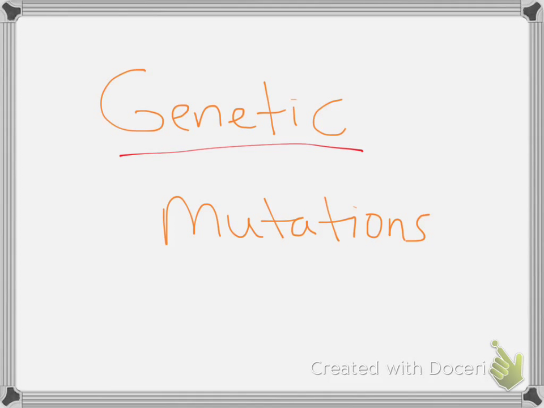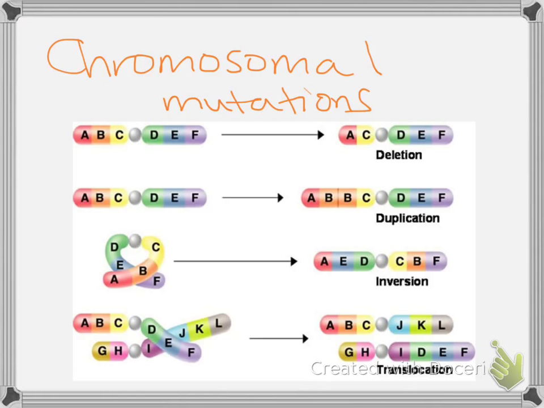This is a quick review on genetic mutations. We have chromosomal mutations. There's a couple different kinds. There's a deletion. You can see here the B section of this chromosome has been deleted. We have duplication, where the B section of the chromosome has been duplicated, so we have 2 copies of it.